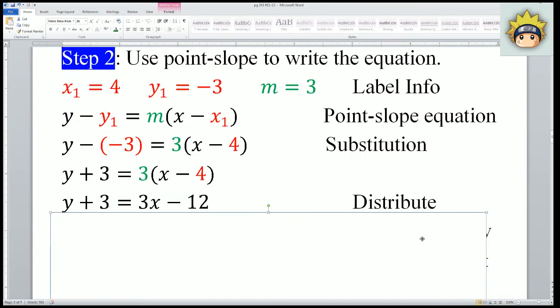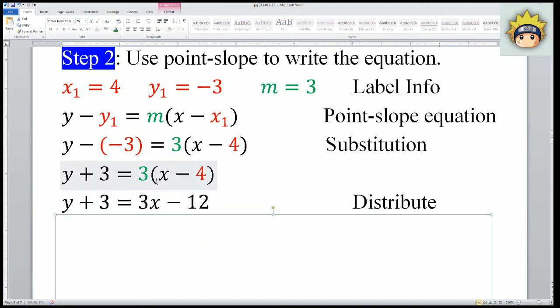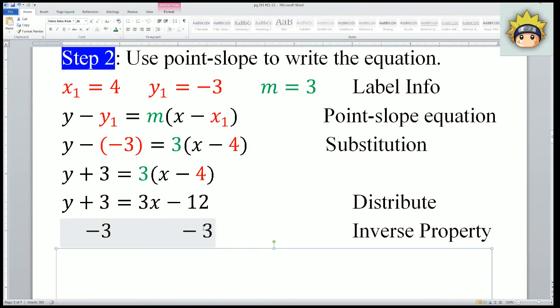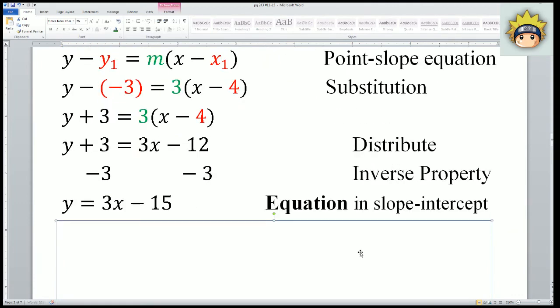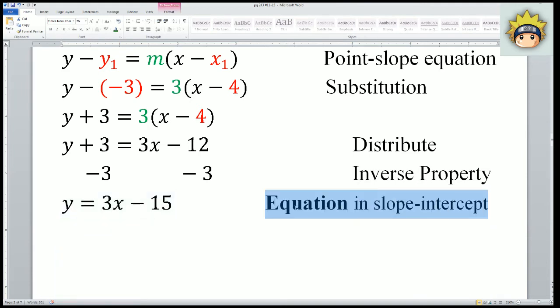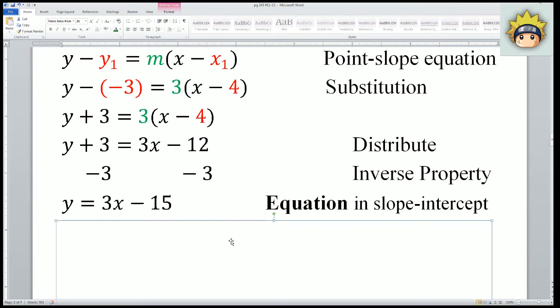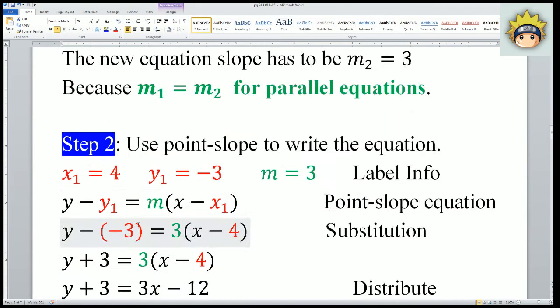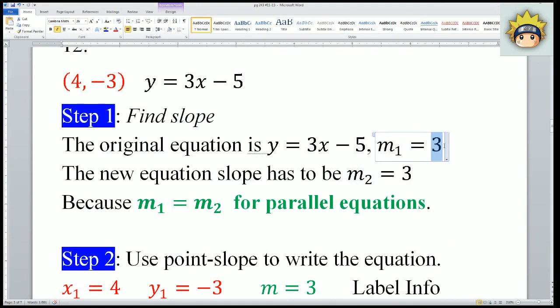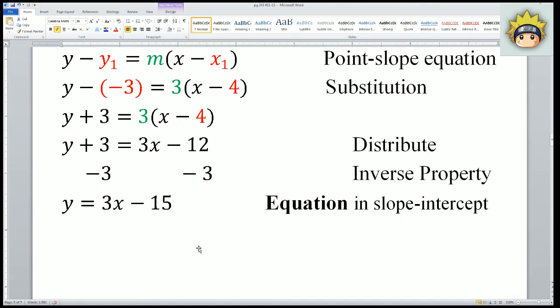Next, I always distribute. 3 times x is 3x. 3 times 4 is 12. Subtract 3 from both sides because that is the inverse property. Then I have y equals 3x minus 15. I know this is correct because this is now in slope-intercept form. The slope here, 3, matches the slope up here. That's why these two equations are parallel.